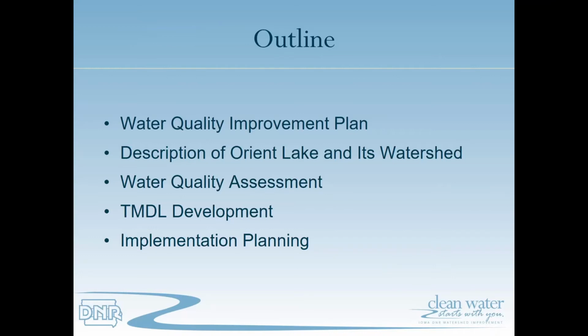I want to start out with an outline of what we'll be talking about. Jeff did a good job of describing what a water quality improvement plan is, but I will go a little bit further. From there, we will talk about the description of Orient Lake and its watershed. We now know what watershed means. Then we will talk about the water quality assessment of Orient Lake. From there, we will use those values to determine a TMDL. We all know what that is now, too. And then we'll talk about implementation planning and what we can do to improve the water quality of Orient Lake.